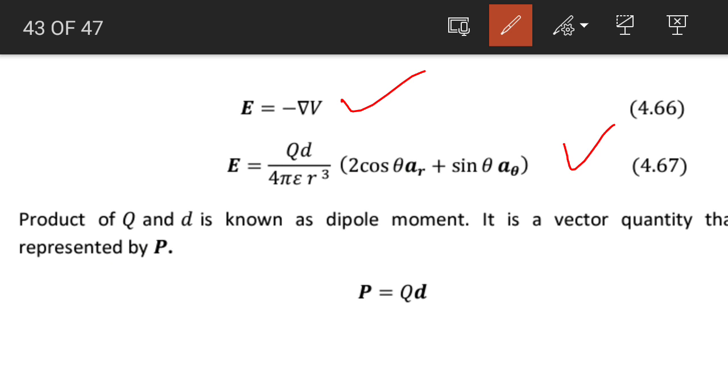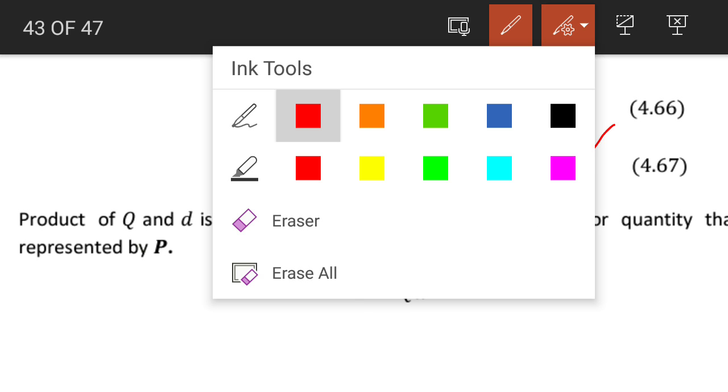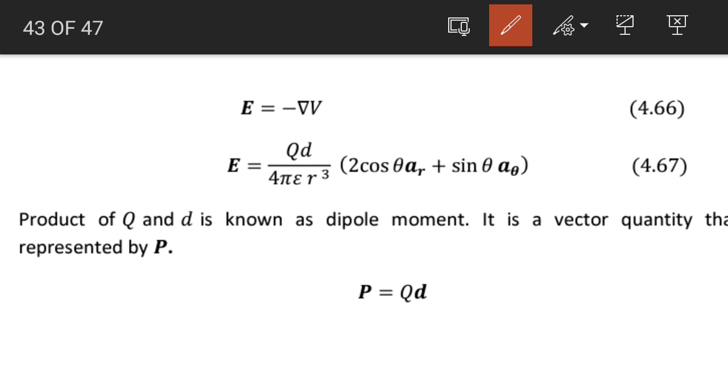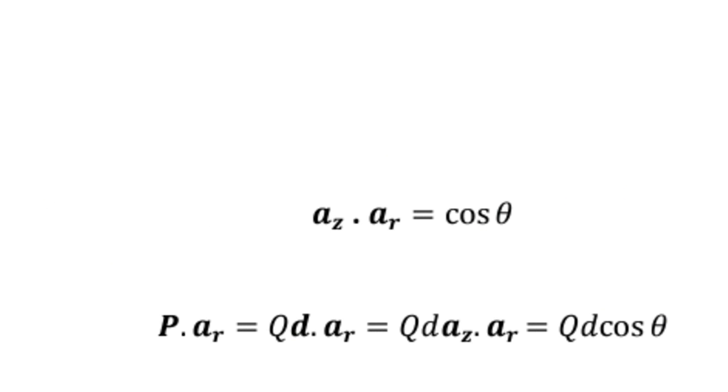Now, let us define another vector quantity that is represented by P. We define P over here, which is known as the dipole moment, and the product of Q and d is known as the dipole moment. We consider d as a vector quantity, and we consider P as a vector quantity as well. So Q d is represented by P.